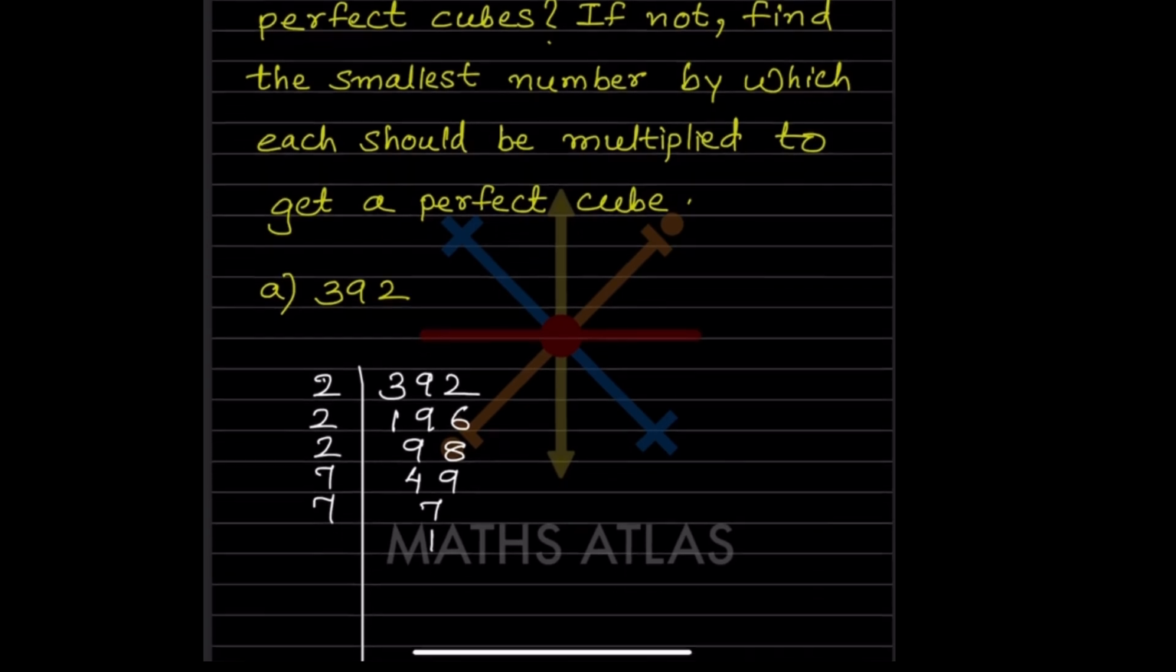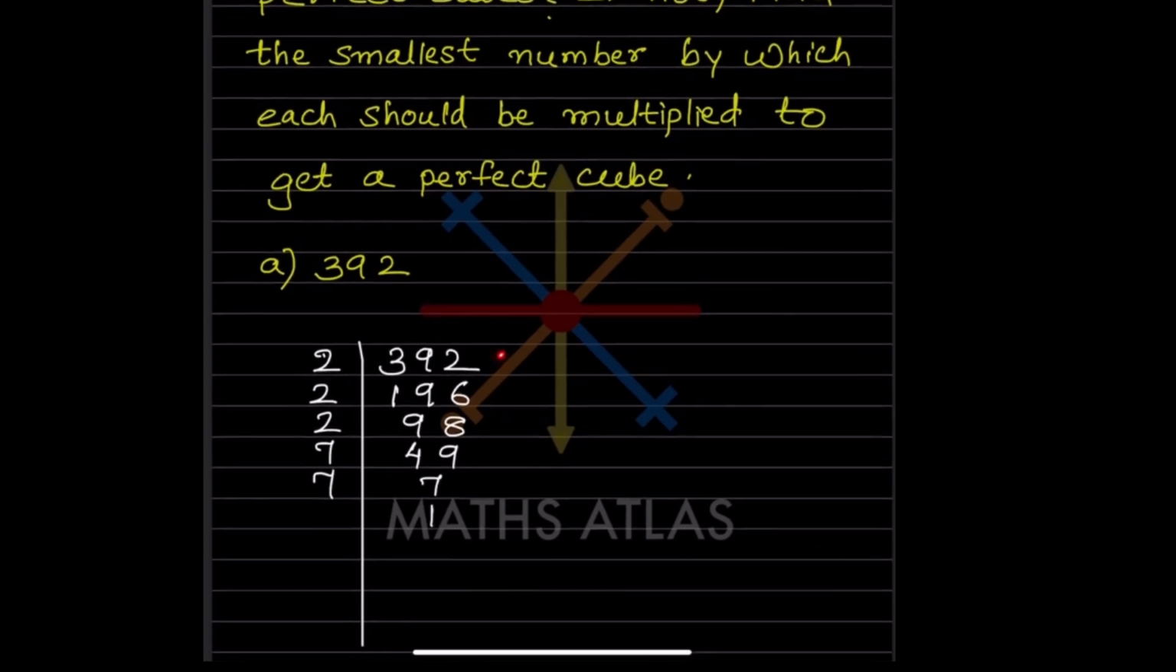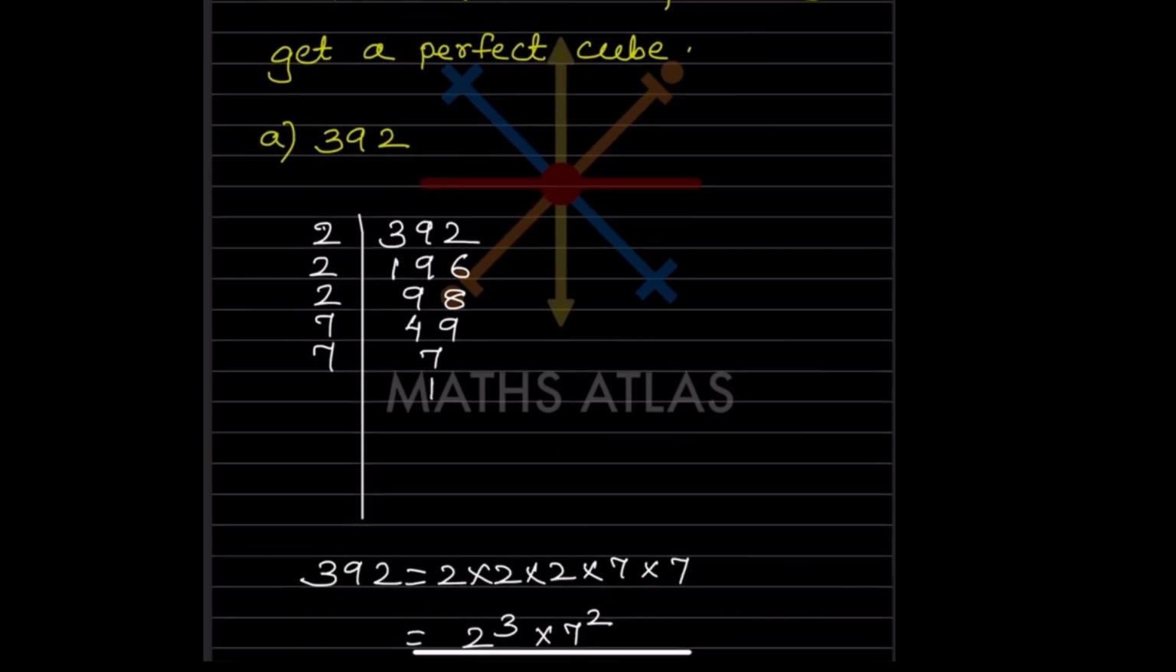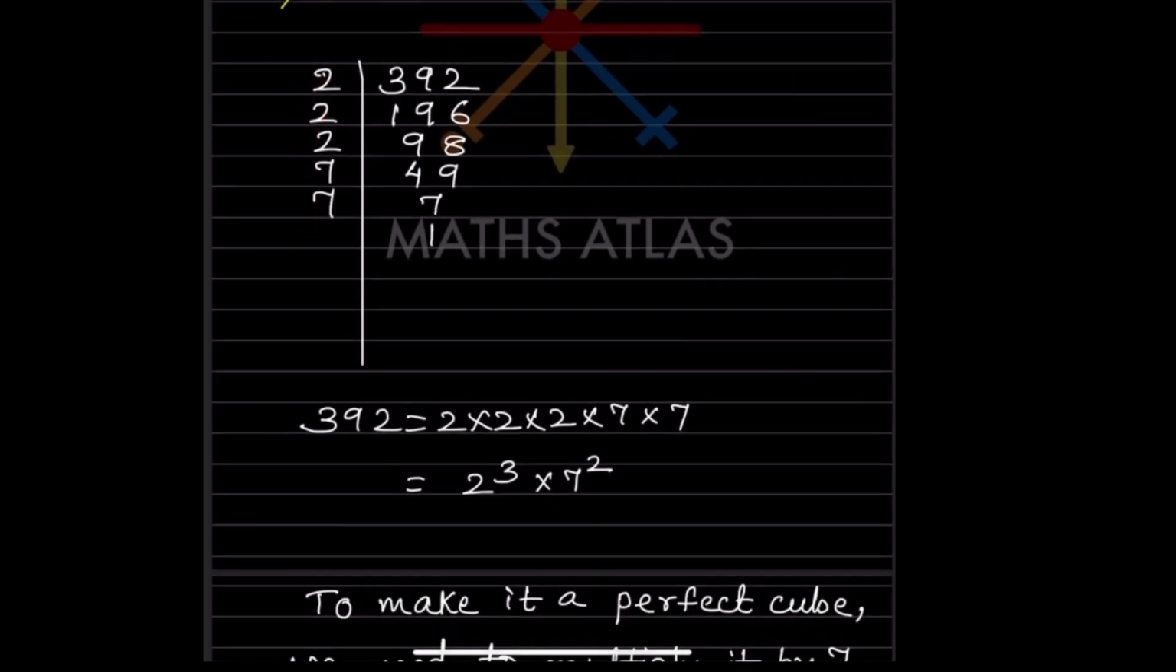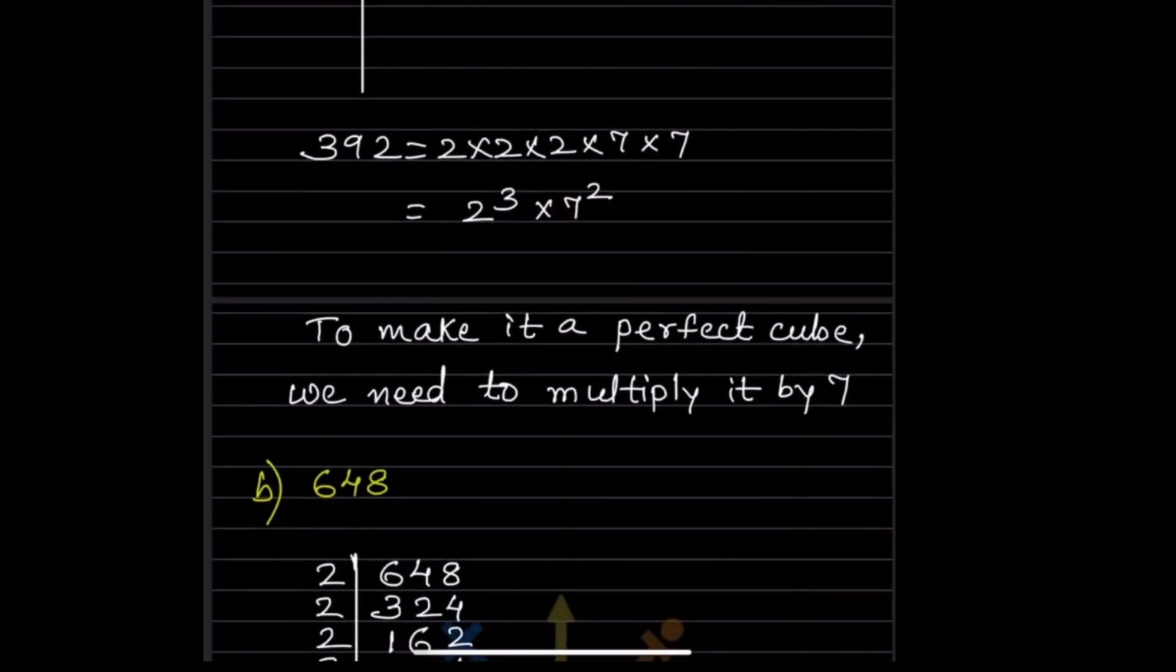So what we are going to do here, we are going to solve this with the help of prime factorization. We'll find the factors first. After finding out the factors, because this is a cube, we have to take 3 numbers. So this is 2 cube and this is 7 square. So here there is 1 less. 7 is less. To make it a perfect cube, we need to multiply it by 7. So if one more 7 is there, this also will be 7 cube. So you have to multiply by 7.